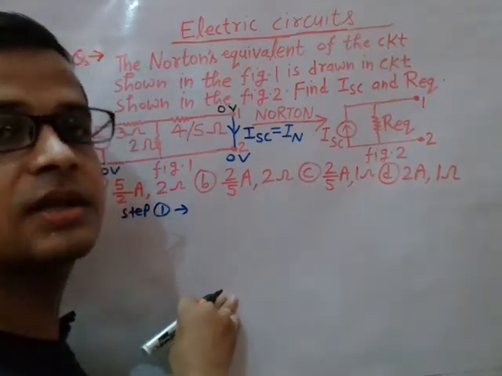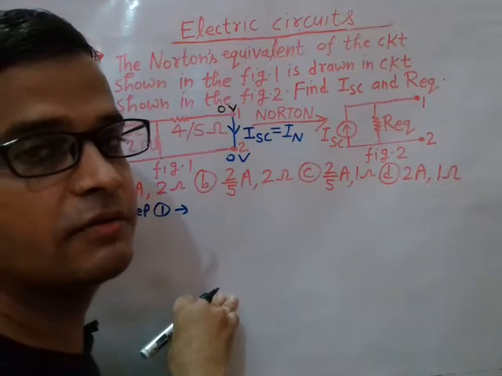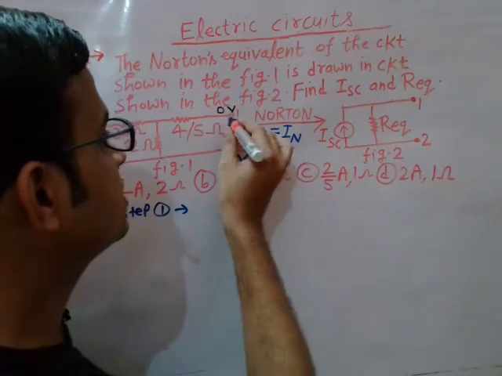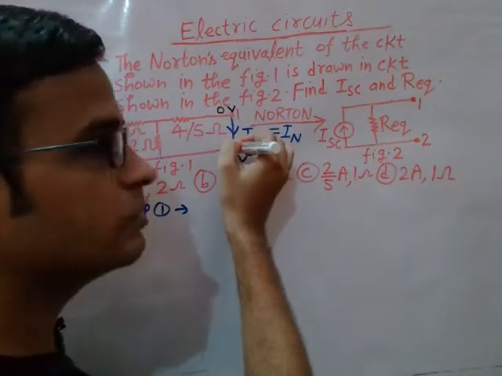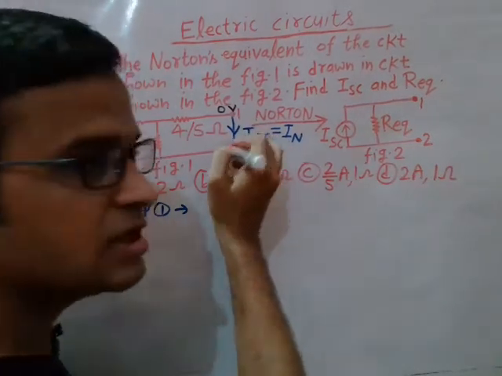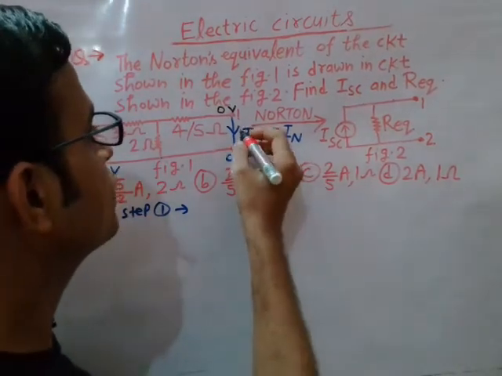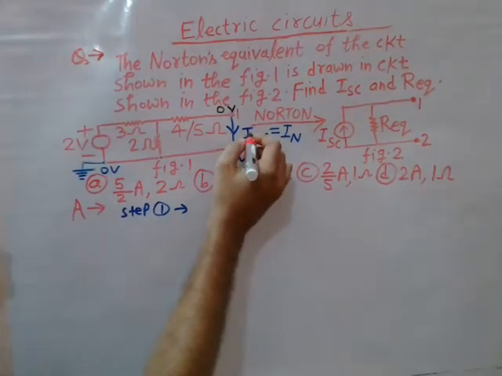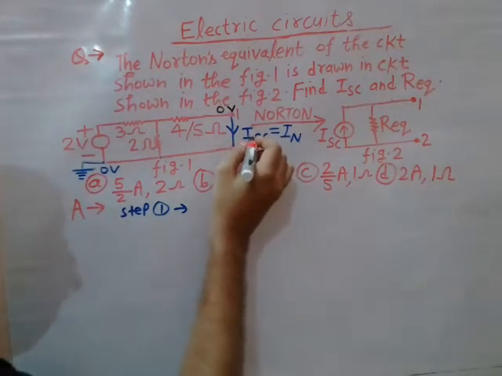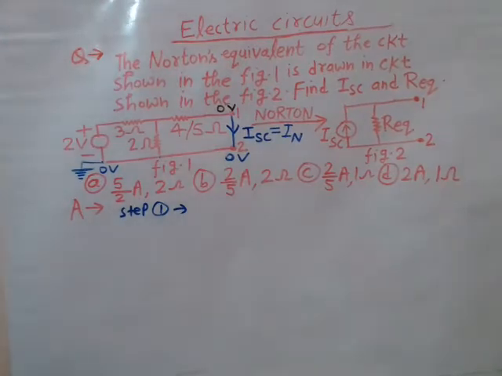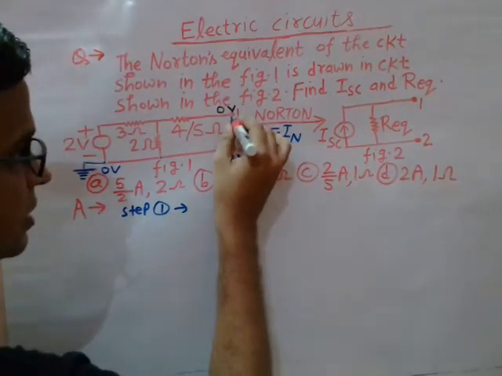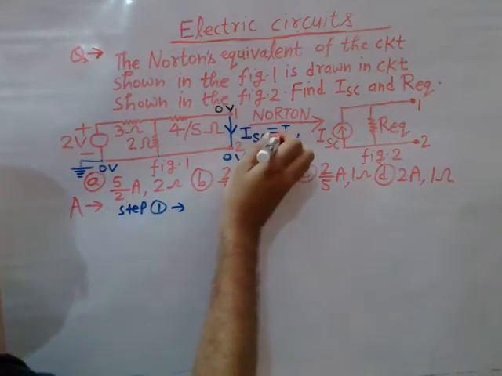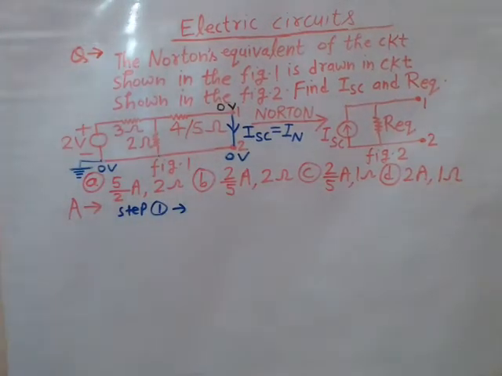But in Norton's equivalent circuit, for the calculation across the desired terminals, the process is that first of all you will remove the load resistance, and after that you will short these terminals. So once you short these terminals, you can only get the current, right? So that's why you will now find the current, which is short circuit current. This is nothing but the Norton's current. You cannot find the voltage across this branch, right? Because it is 0 only, because shorted, right? So that's why you find the current. So this current is nothing but the Norton's current.